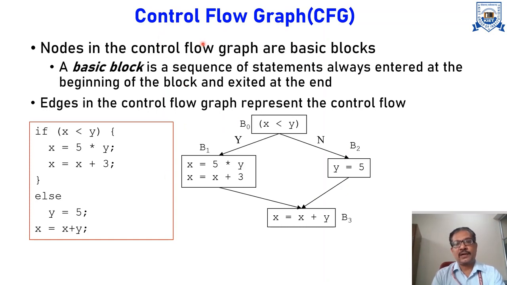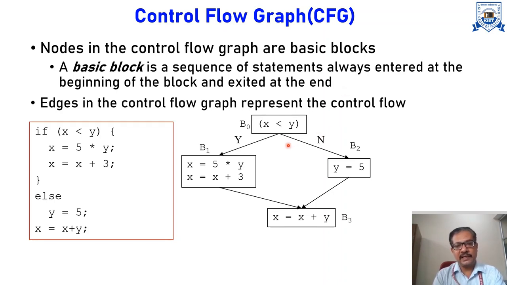What is a control flow graph? The control flow graph is basically a graphical representation of the program. Here a node in the graph represents a basic block. A basic block is a sequence of statements of my program, always entered at the beginning of the block and exited at the end. So it may be a single statement, or if it is representing a true block or a false block, it may be more than one statement.